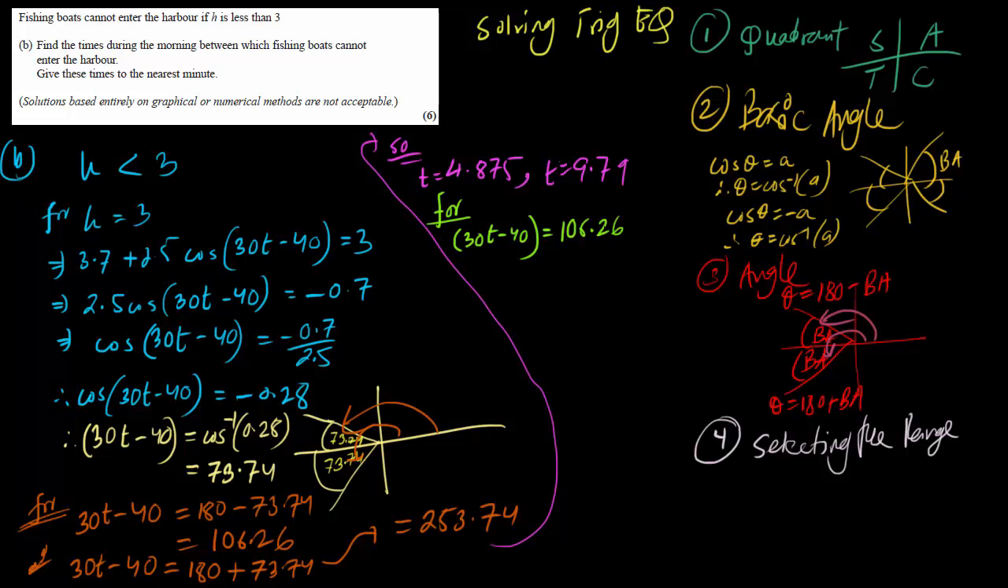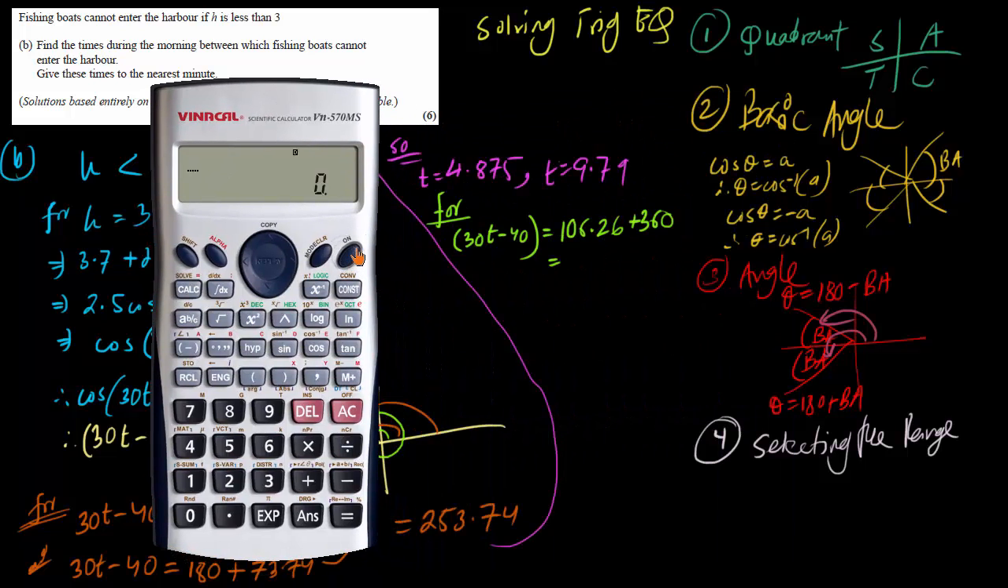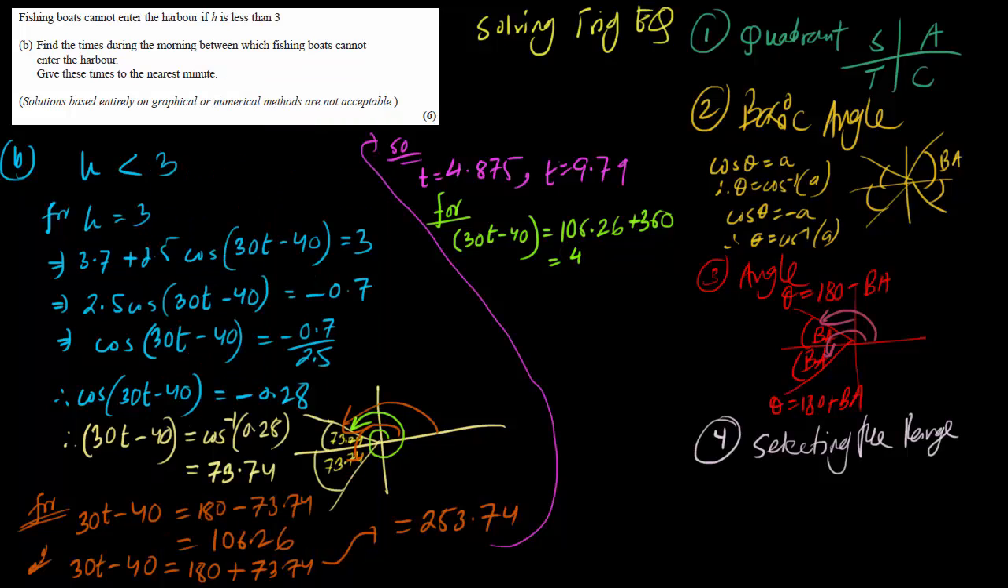106.26. So if we take another revolution, that means 0 to 360 degrees plus this value, so we have to add 360 to it, and that turns out to be 106.26 plus 360, which is 466.26. So this is 466.26.